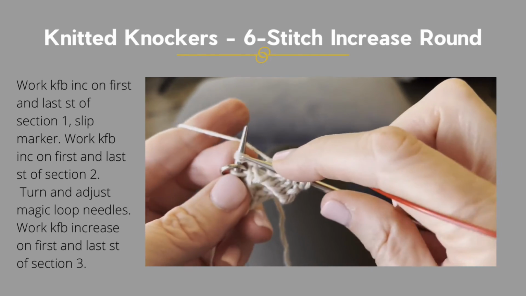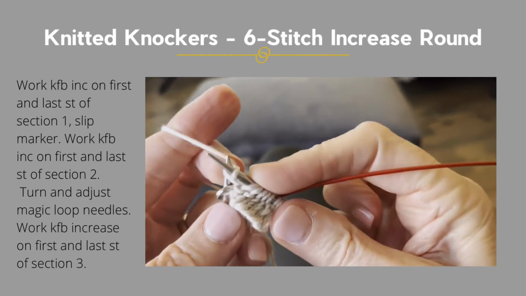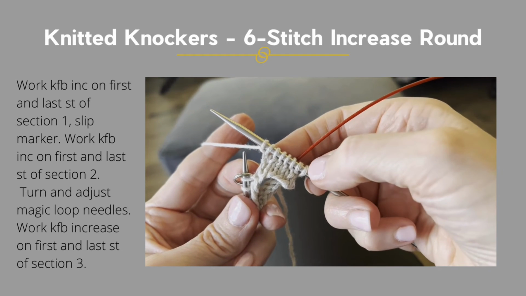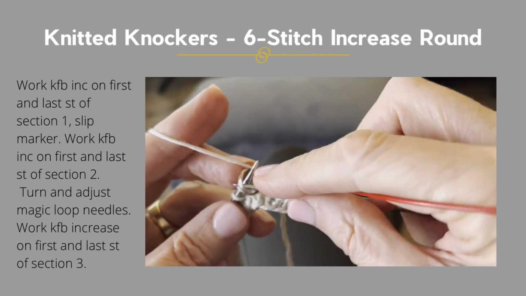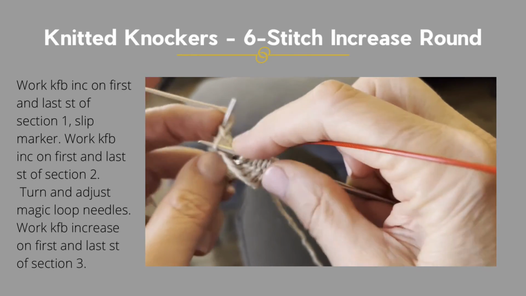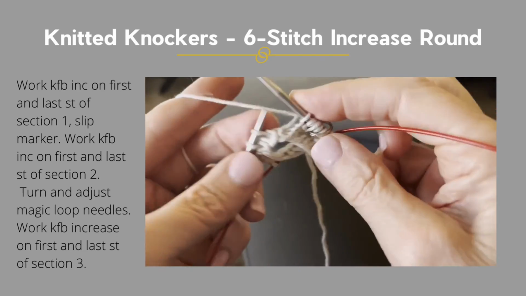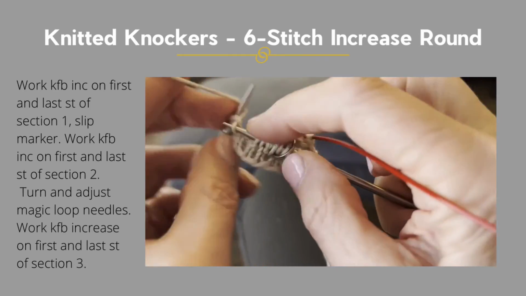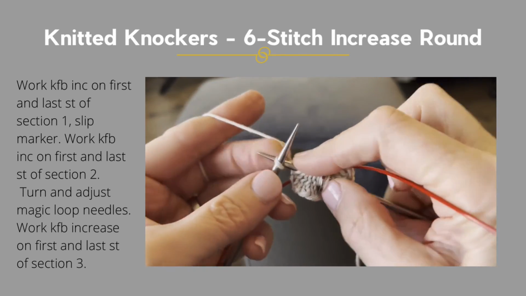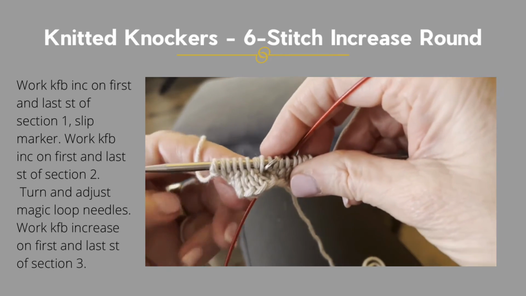And we're going to do another increase. And there we go. So now we have 8 stitches in section 1 because we had 6. We increased 2, that makes 8. Slip the marker. Now we're going to do the same thing in section 2. We're going to increase 1 stitch in the beginning of section 2, just like that. We're going to knit to the end till we have 1 stitch left in section 2. Excuse me, and we're going to increase a stitch in that last one. And now we have 8 stitches in section 2.